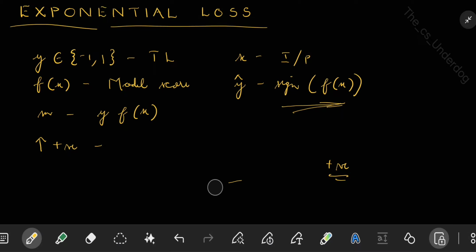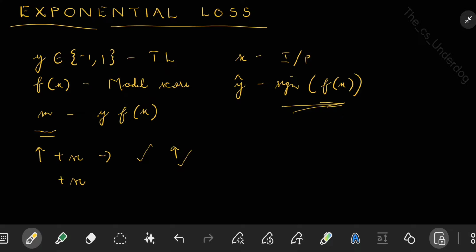What I meant to say is, whenever your margin m is large and positive, that means you are confidently having a correct prediction. It is a correct prediction and it is confident, a very good correct prediction. Next case is, what if it is positive but not a large value?